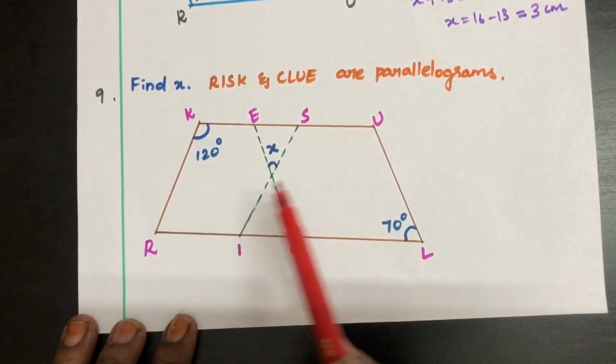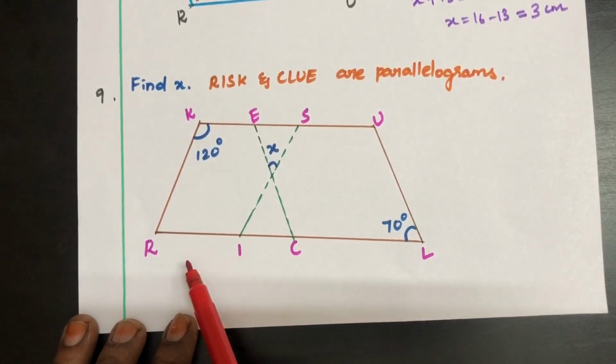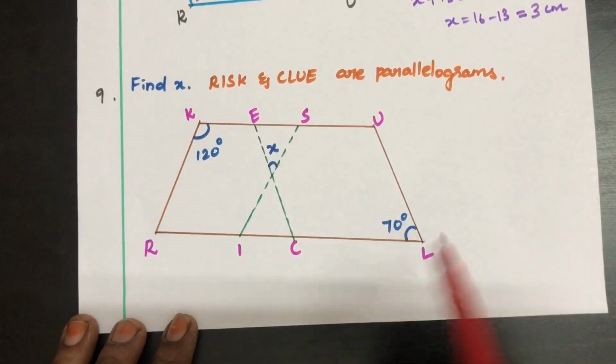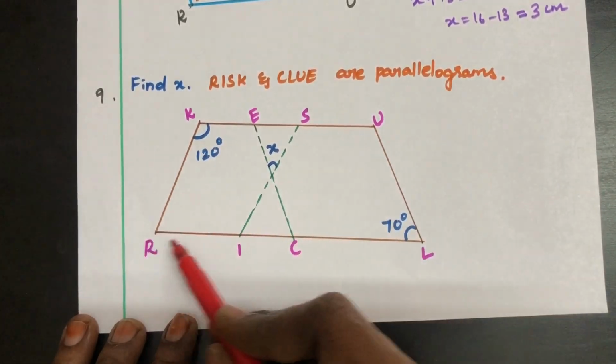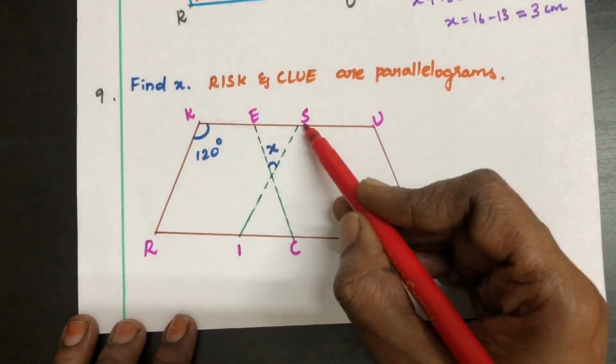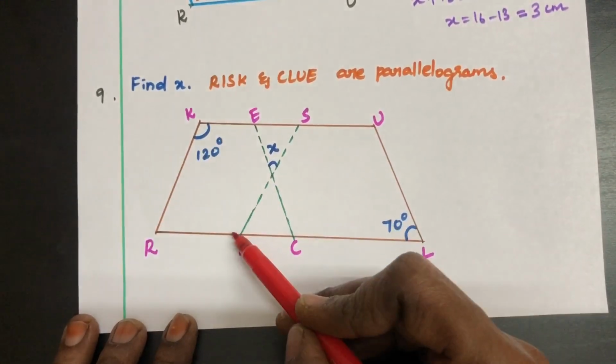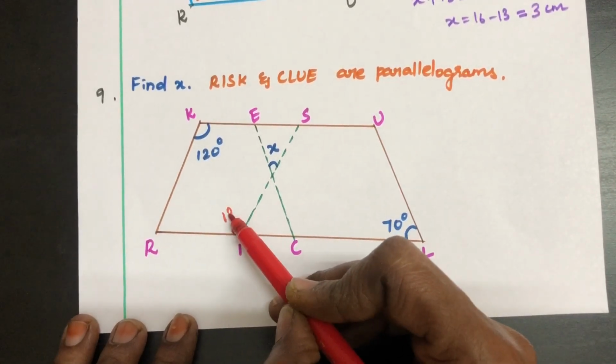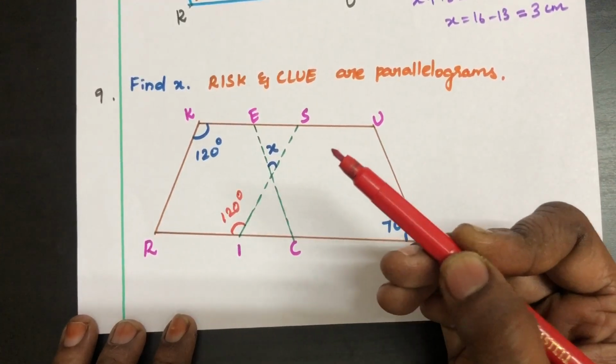C-L-U-E, parallelogram. Two parallelograms. Okay. So, how to find the value of x here? It's very easy. Consider RISK alone. R-I-S-K. It is a parallelogram, which means the opposite angles must be equal. It must be 120 degree.